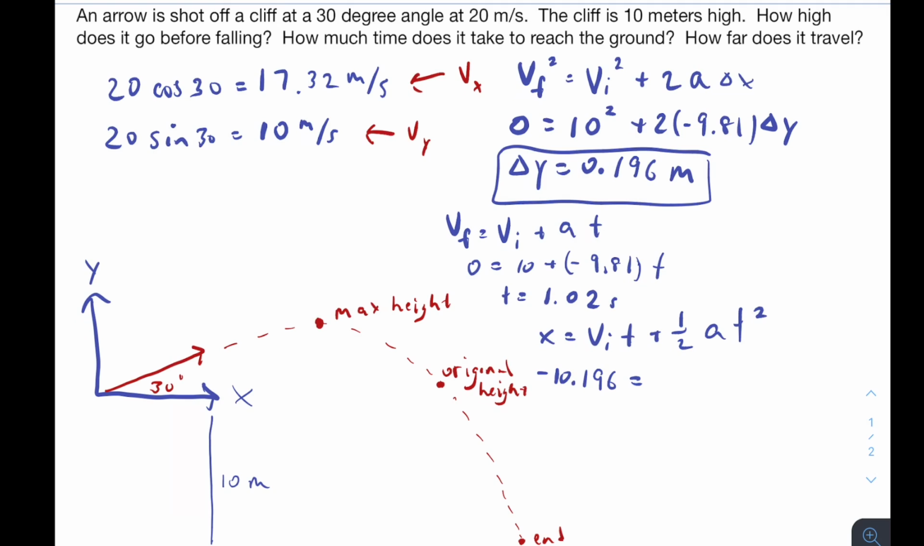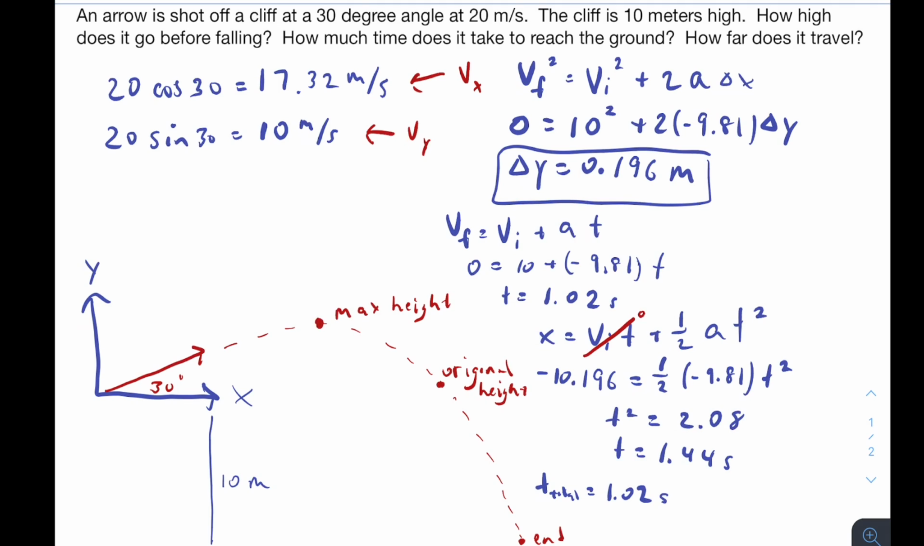We can also set the initial velocity to 0, since we know that this is the velocity of the arrow at its highest position. And in this case, the acceleration is again the acceleration due to gravity. Solving for time, you'll get 1.44 seconds. To determine the total amount of time it takes the arrow to reach the ground from the moment it's shot, we can add 1.02 seconds to 1.44 seconds to obtain the value 2.46 seconds.